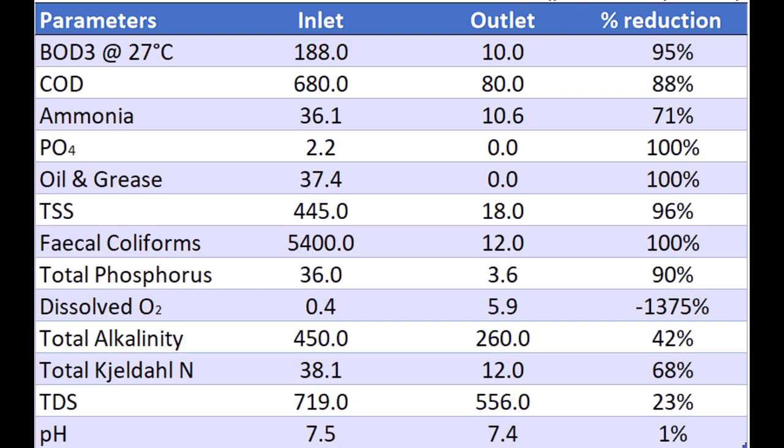Pollutants like phosphates, oil and grease, fecal coliforms have been completely eliminated, whereas the levels of BOD, COD, ammonia, total suspended solids and total phosphorus have been significantly reduced as well. The dissolved oxygen in the water has increased considerably too. pH levels are also maintained. The results from other test locations have been encouraging as well.